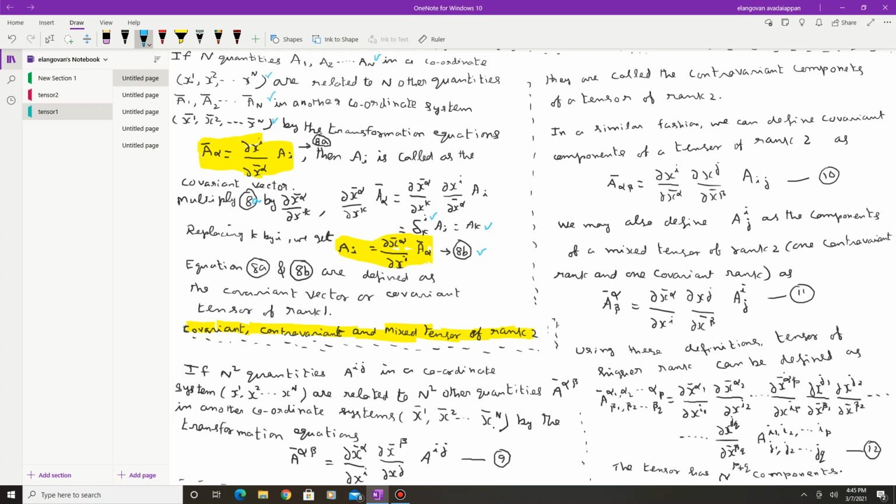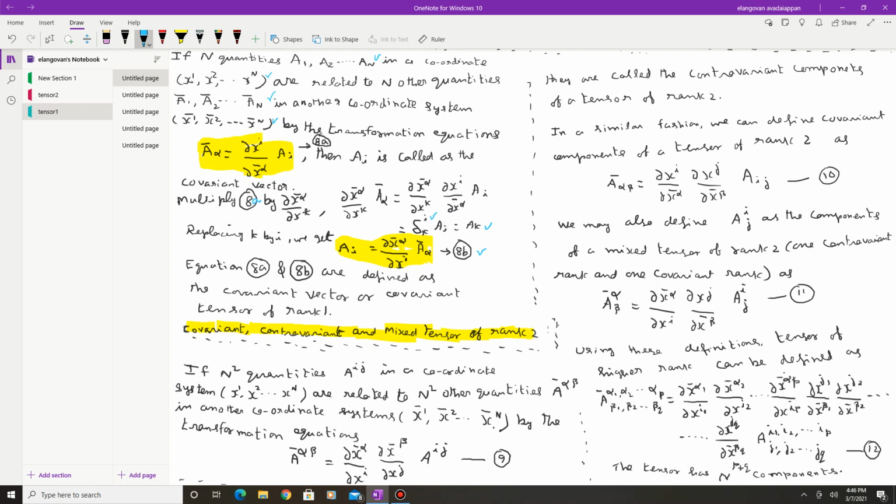So with 8a and 8b, if the quantities expressed in the unbarred system and the barred system are related by 8a or 8b, then these quantities can be called a covariant vector of rank 1, a covariant vector or covariant tensor of rank 1.